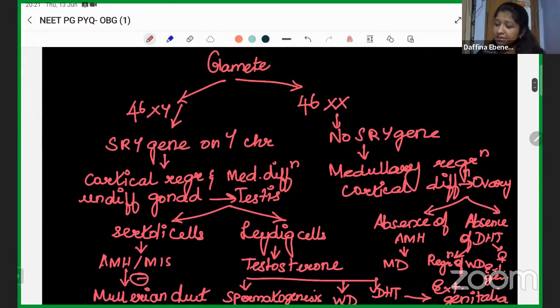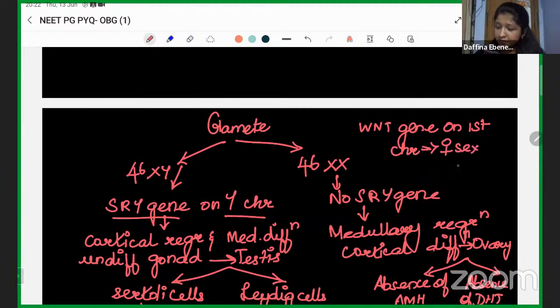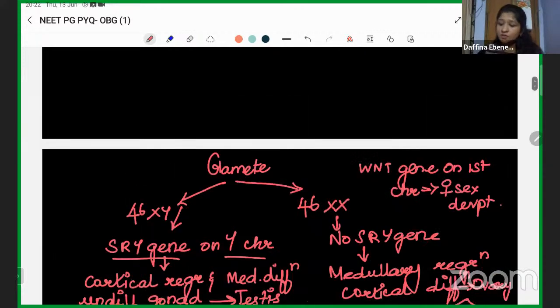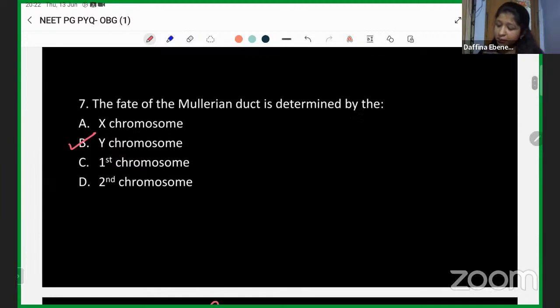So one more thing is there is an important gene called the WNT gene. Just like how there is the SRY gene on the Y chromosome that leads to male sex development, similarly, there is a WNT gene on the first chromosome that is going to lead to the female sex development. Okay, so the answer for this will be: the fate of the Mullerian duct is determined by the presence or absence of the SRY gene on the Y chromosome. Okay.